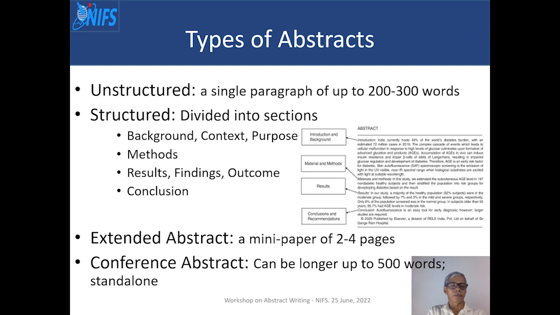The extended abstract is a mini paper of 2 to 4 pages. And usually the references are limited to about 4 or 6 at the most. The conference abstract can be longer, up to 500 words, and it is usually standalone.